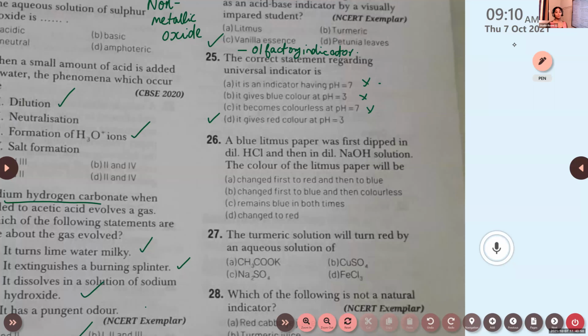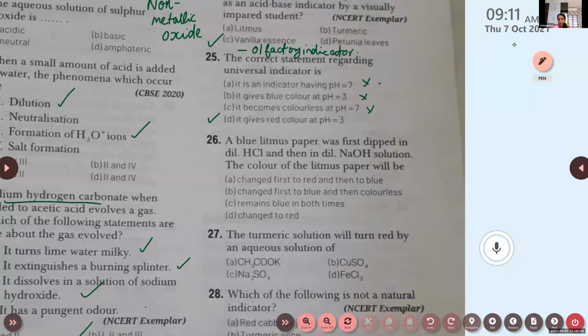So what happens to blue litmus paper when it is dipped in dilute HCl? Acidic solution. What color change occurs to blue litmus paper? In acidic medium, it turns red, right? Then again, this red litmus paper is dipped in dilute NaOH solution. It's a base. So what happens to this red litmus paper now?